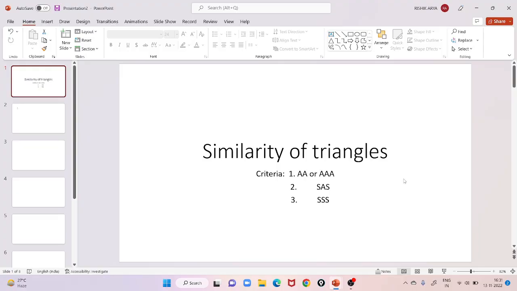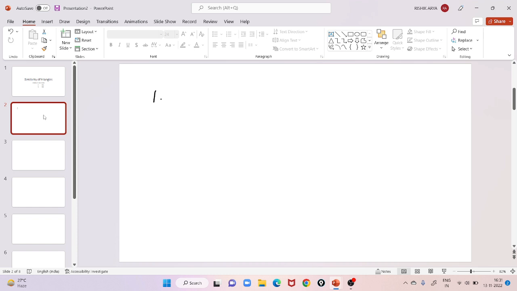Students, today we'll discuss similarity of triangles, as you can see on your screen, and what are the criteria upon which we can decide whether they are similar or not. Before that, we must understand what are similar figures. Concept of similar figures.